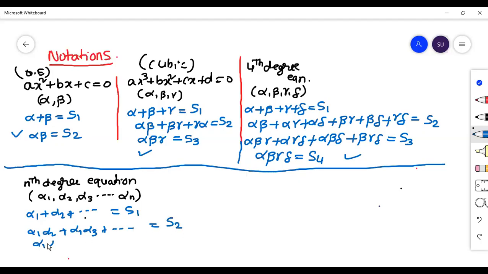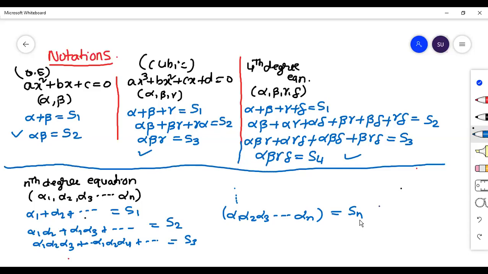Next, in the same way, alpha 1 alpha 2 alpha 3, plus alpha 1 alpha 2 alpha 4, plus and so on, like this, S3. The same way, keep on going. The product of roots alpha 1, alpha 2, alpha 3, and so on, alpha n, is equal to some Sn. So these are the notations: S1, S2, S3.